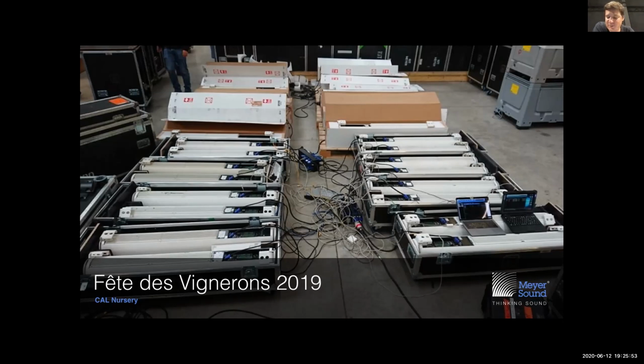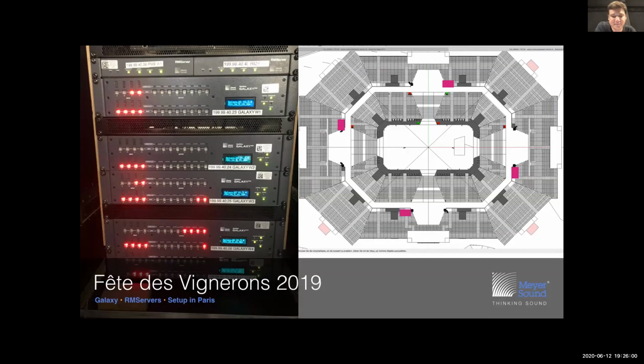All the racks could be made ready, all the servers could be made ready over there, and then shipped and built in the arena. That's the galaxy. There are 4 galaxies in this position. So in each front of house position, there are 5 galaxies: 1 for the subwoofers, 1 for the nearest subwoofers, and then 4 for the masts, 2 each side. And then on top of this, there are ARM servers.